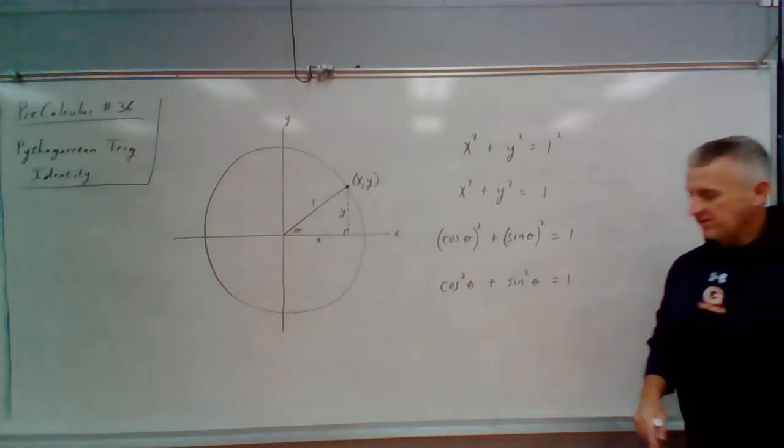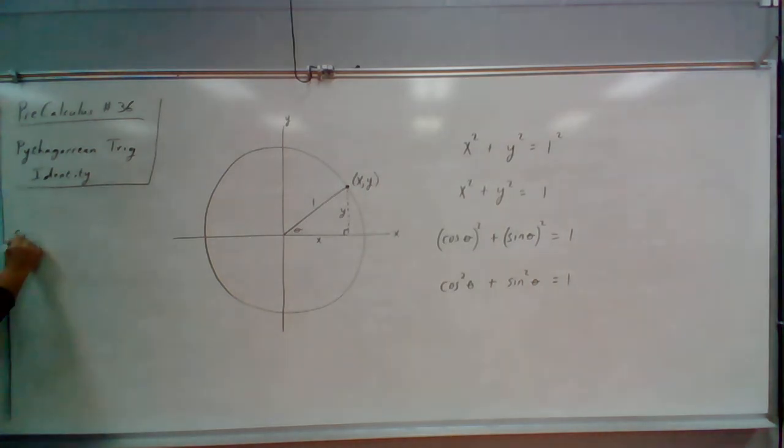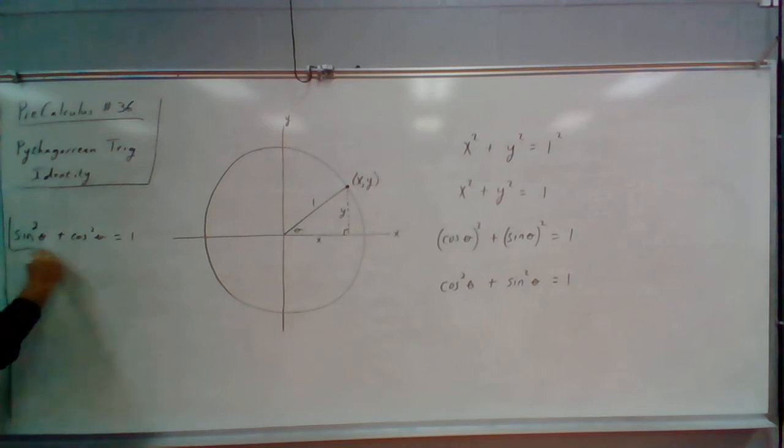All right, so very famous trig identity, and one that we will use a lot, and you need to make sure you know by heart, and of course know why it's true. Sine squared theta plus cosine squared theta equals 1. All the time for any angle theta.